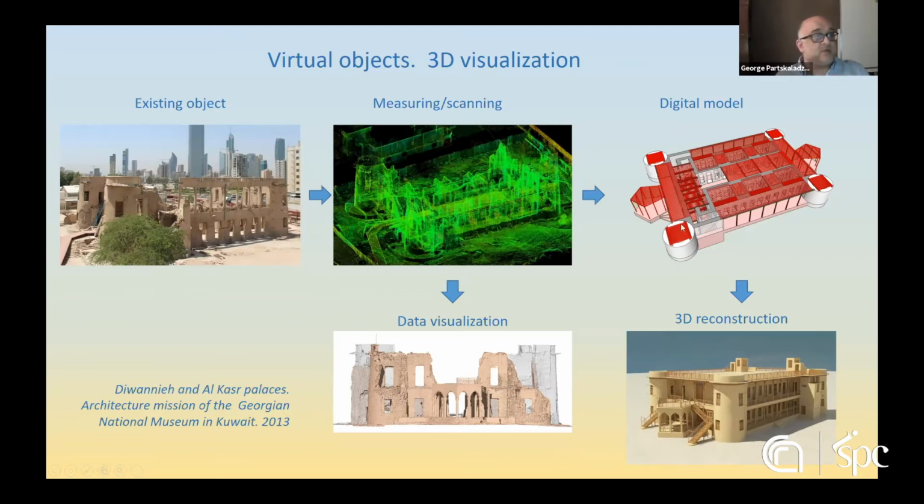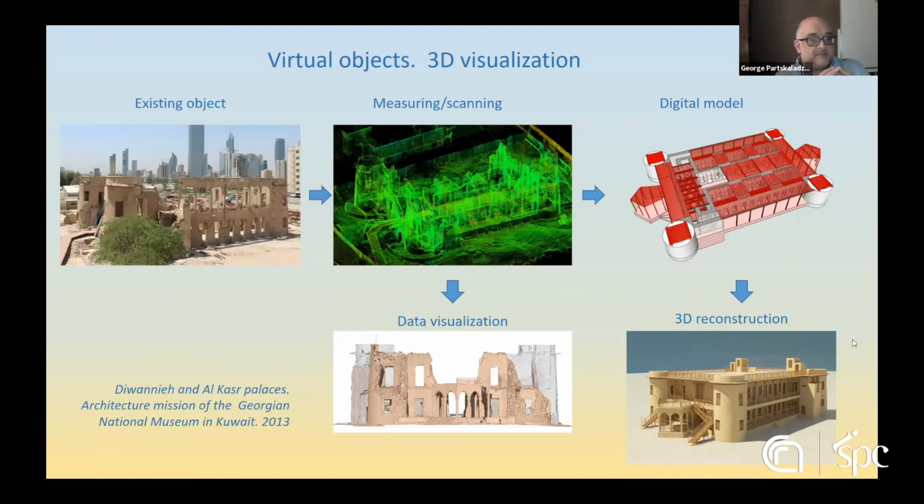We did scanning, and from this scanning we did data visualization, and of course the corpus of drawings, architectural drawings, elevations, sections, plans, etc. But there was also the digital model, a constructive model, and then on the basis of all this knowledge, and of course a lot of other things, for example old photos, a very exact 3D model of the building was created, how it looked in old times.